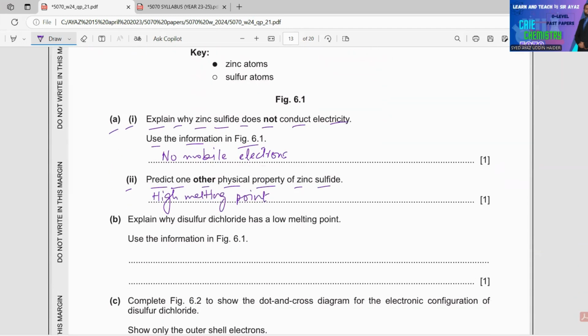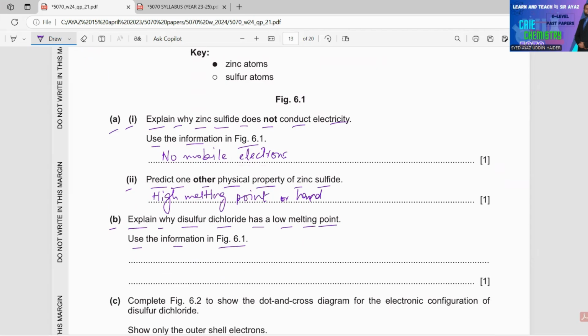You can even write hard. Diamond is hard. It is also hard, just like diamond. B, explain why disulfur dichloride has a low melting point. Use the information in figure 6.1.